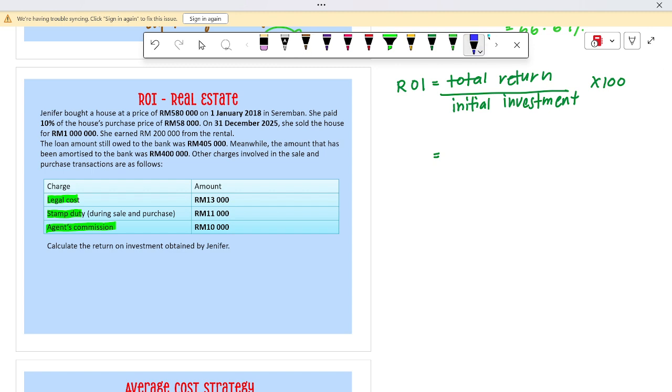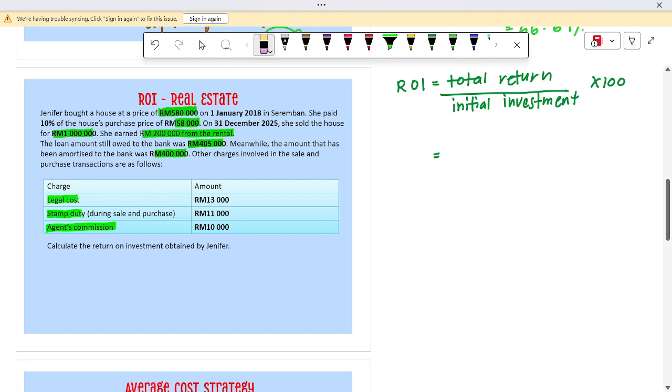Jennifer bought a house of 580,000. So this is her initial investment, in January 2018. She paid 10% of the house purchase, which is 58,000. So this is her down payment. Down payment means cash payment made. Okay. Then she sold her house for 1 million. She earned 200,000 from the rental. As I told you all earlier, the return for real estate is in terms of rental and your capital gain. Okay, the loan still owed to the bank is 405,000. She's still yet to pay, and the loan that has already been paid to the bank is 400,000. Other charges are as below.